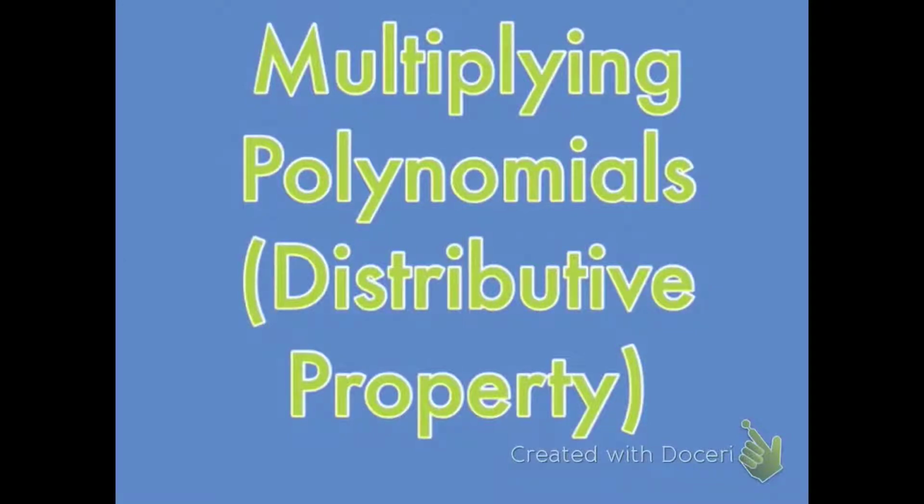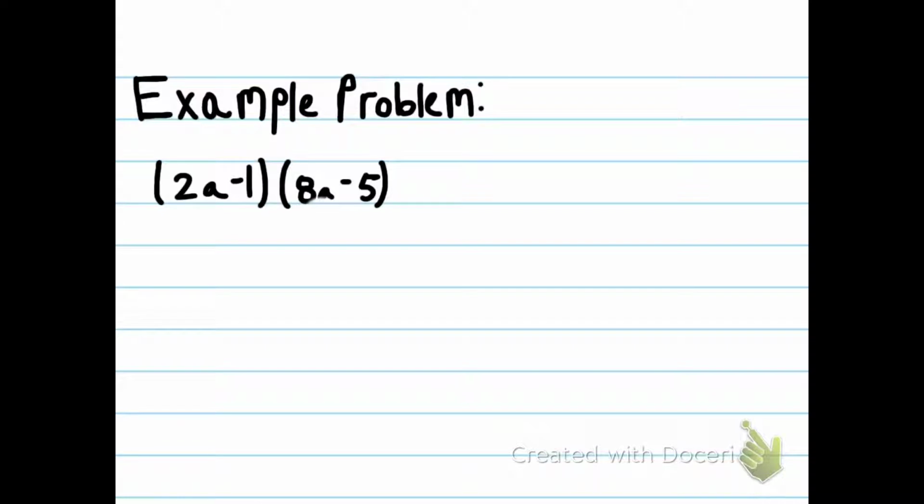Hey guys, so for the last 2 weeks I've been teaching you how to multiply polynomials using two methods. So this week we're going to learn one more method, which is using the distributive property. So here we go. For this method we're going to obviously be distributing. What you do is you can pick any polynomial you want. So I'm going to use the 2a minus 1.